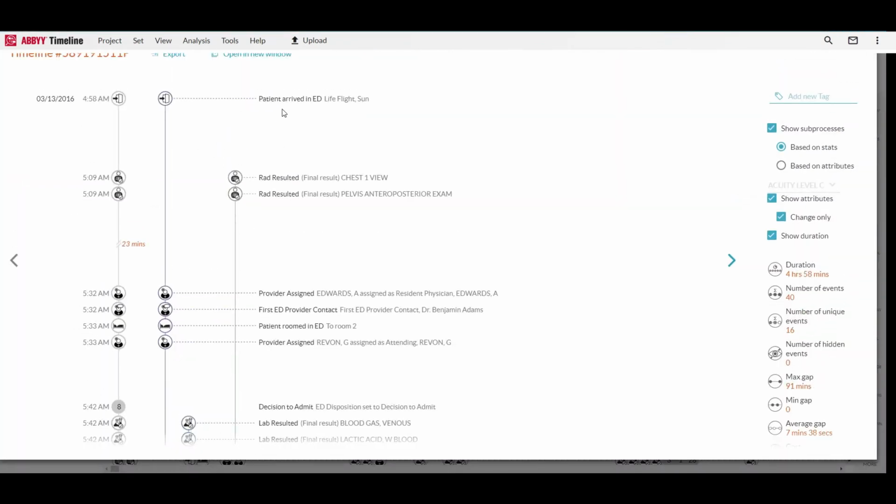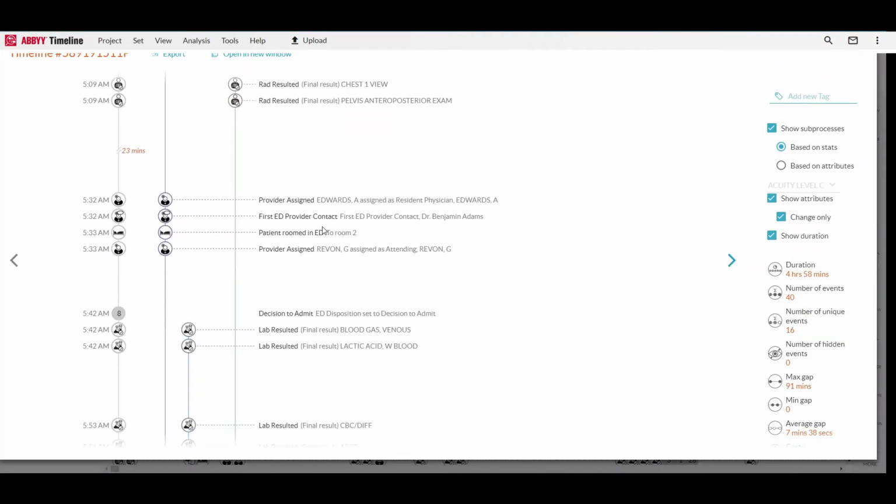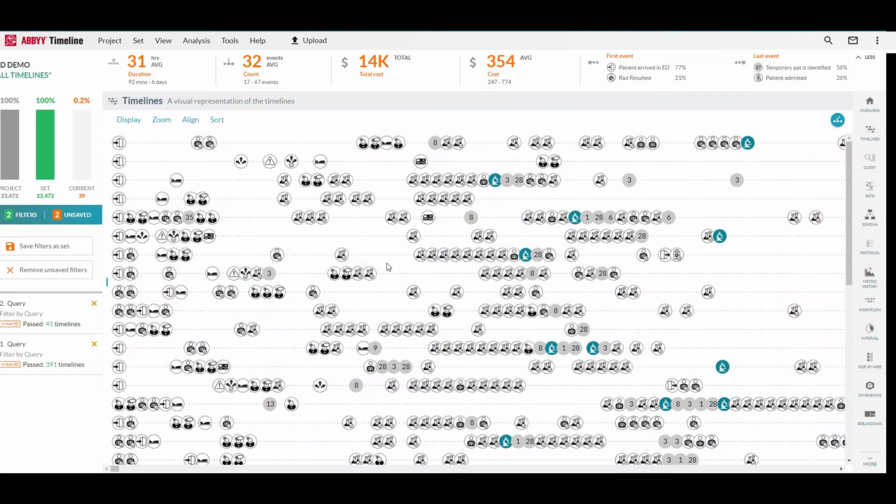Here are all the different details about each patient, what provider was assigned to them, where they came into, and so on. So I've got the ability to now drill in and start to understand a bit more about these, what I've deemed as non-compliant behaviors.